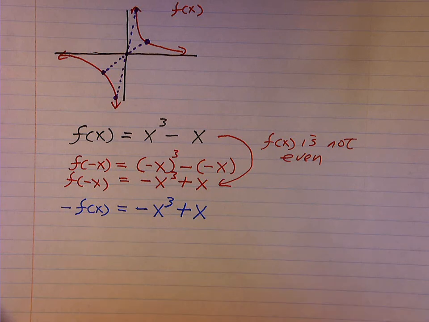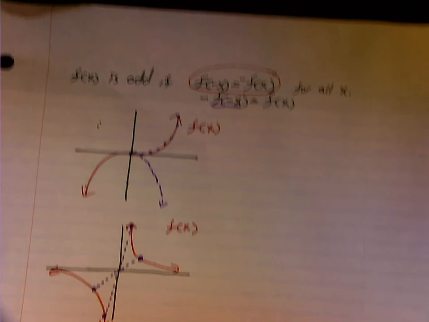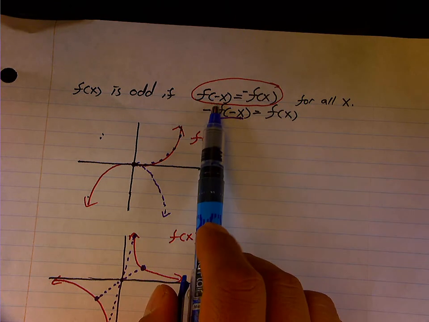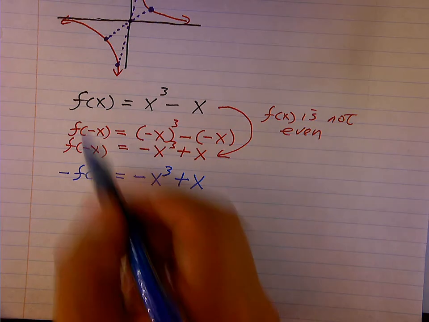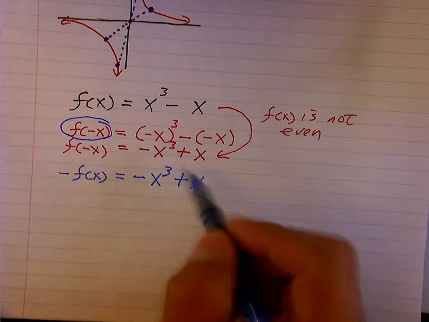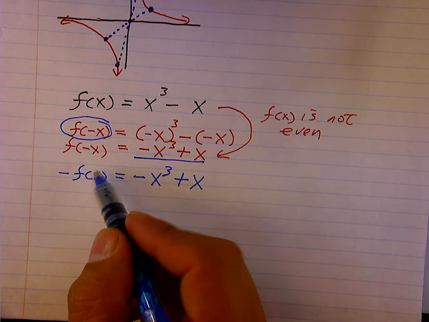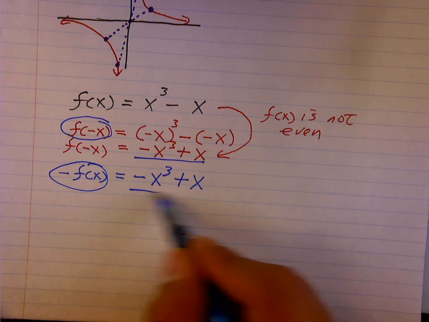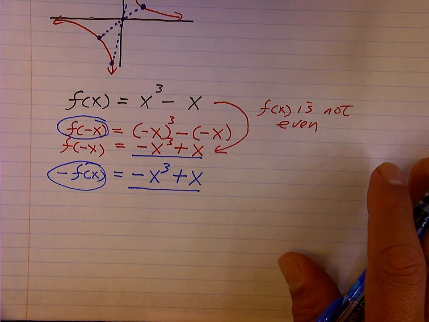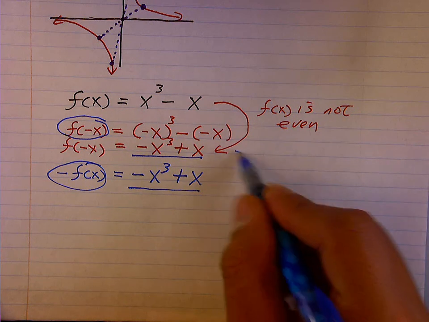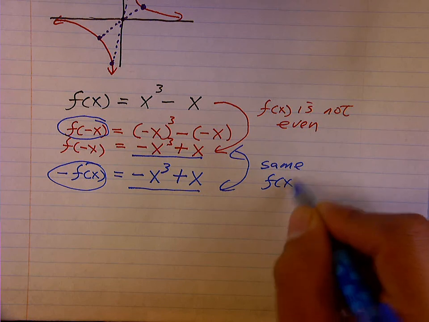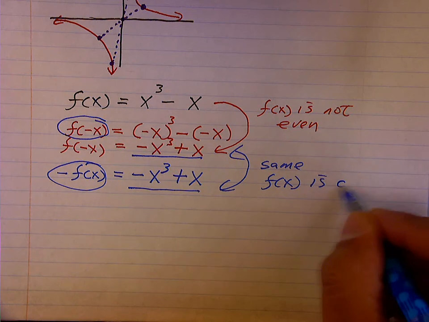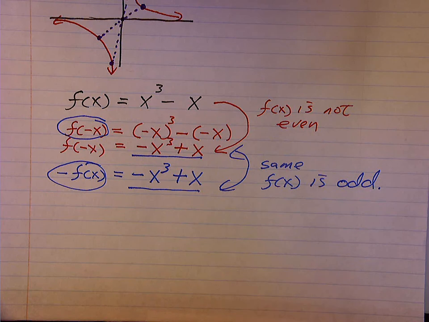And the question, let's go back to the original statement for odd functions: if f of negative x equals negative f of x. Well, let's check out what I have down here. Here's f of negative x, which simplifies to this, and here is negative f of x, which simplifies to this. Because these are the same, I can say f of x is odd, or an odd function.